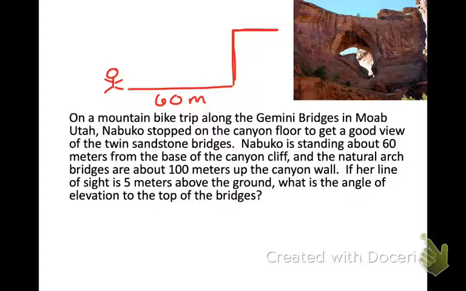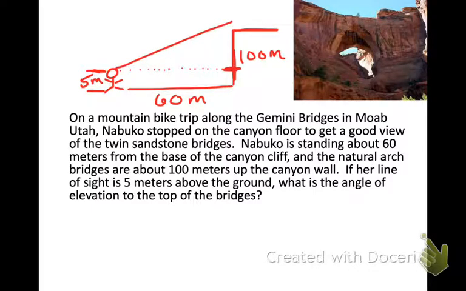Oh, sorry, Nabucco is a woman. If her line of sight is 5 meters above the ground, what is the angle of elevation to the top of the bridges? So the bridges are about 100 meters up. So here I'm going to put my 100 meters up the canyon wall. Her eye height, and the reason why we need to know that is because really I'm starting my eye height here of, we said that was 5 meters above the ground.